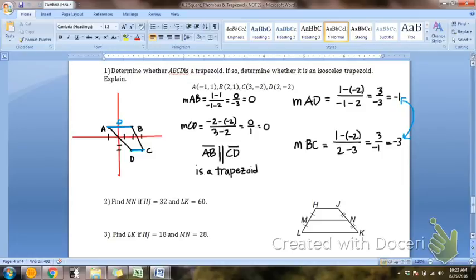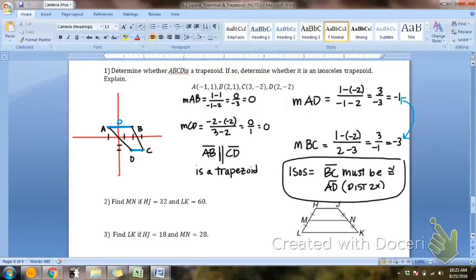We're not going to do that for the sake of time. Make yourself a note, though. For isosceles, that means that BC must be congruent to AD. And then you would do the distance formula 2 times. Okay, so if we were going to check to see if this was isosceles, those two must be congruent, so you're going to check the distance formula twice. Okay?